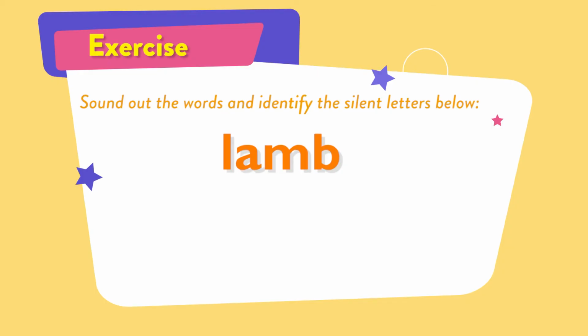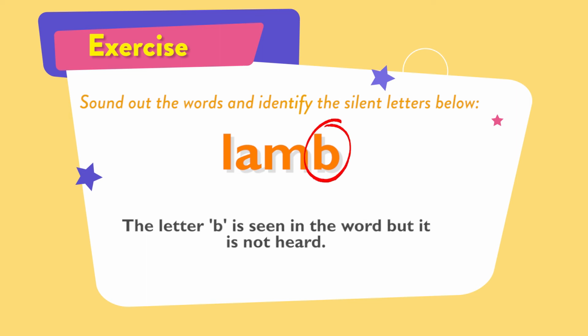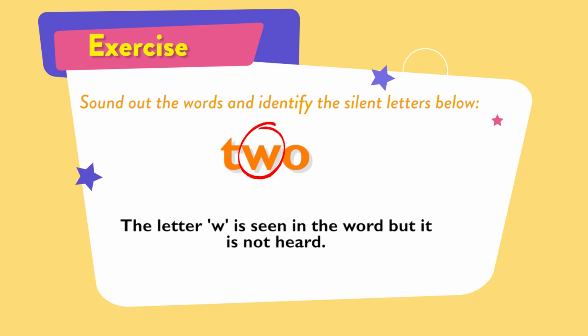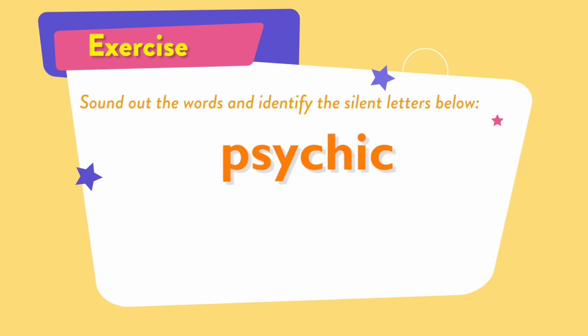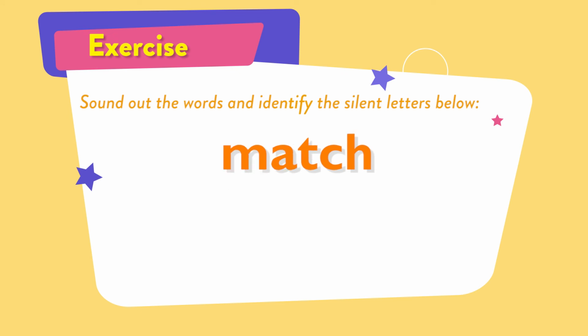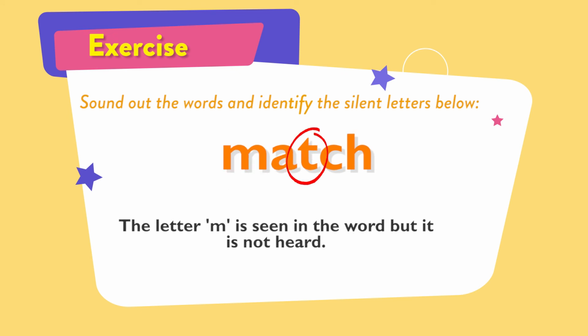Time for us to check if you could have identified the silent letter. For the word lamb, silent B. The B is silent in lamb. Two, you have W. Psychic, you have P. Match, silent T.